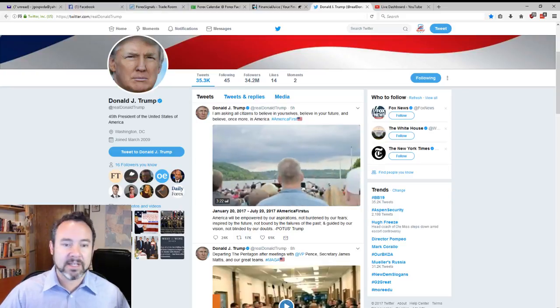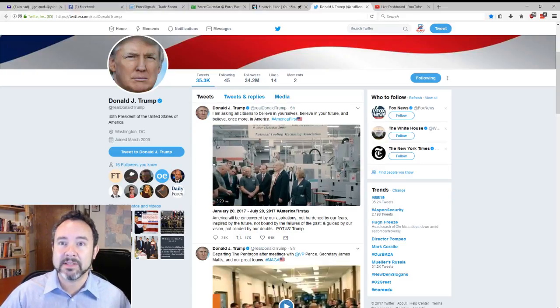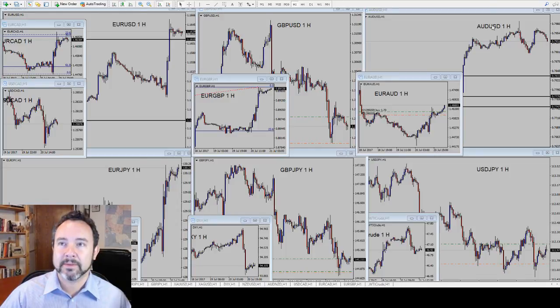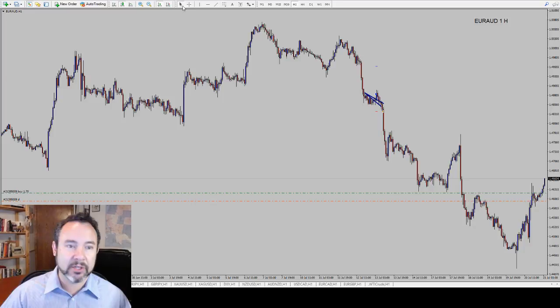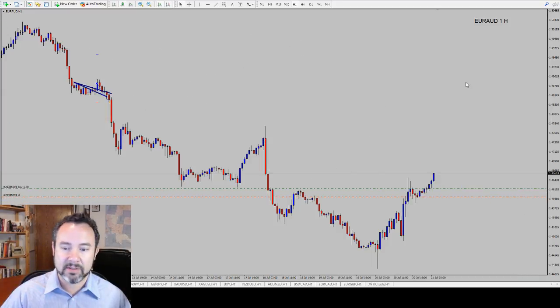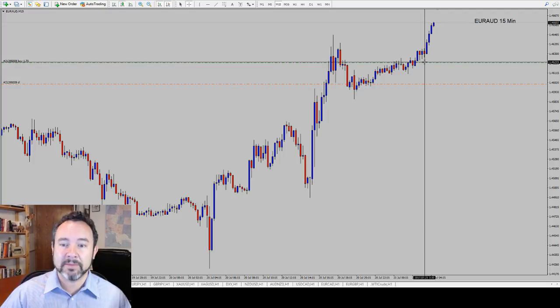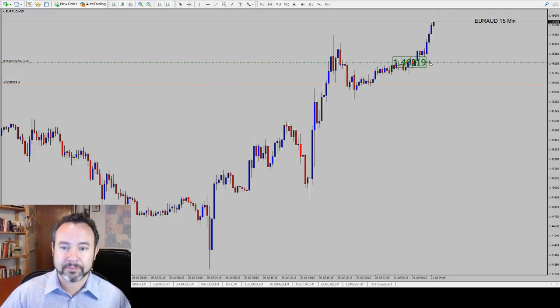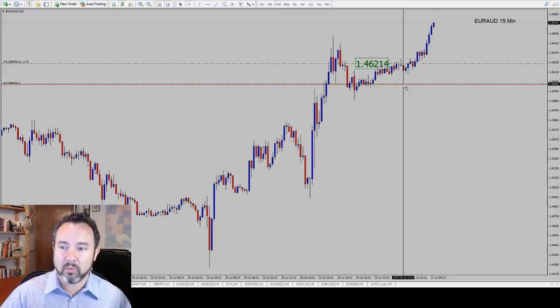So to get into the trades, let's get down to business. Talk about making some money. Here we are. Here's the trades that I have going right now. I currently have a buy position in the Euro Aussie. If I zoom it down to the 15-minute, you can see this trade entry was taken around 142.21. My stops are down at 146.